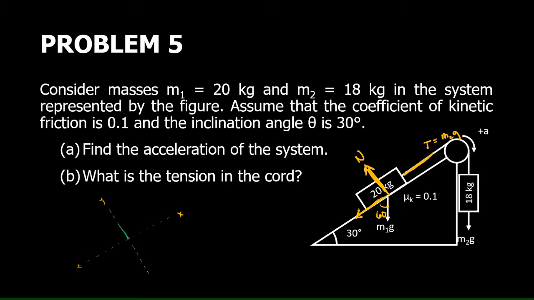We have here the normal force. This is the object, which has a value of 20 kilogram times 9.8. Then we also have an angle of 60 degrees here. Then we also have the tension, which we can call M2G. Then we also have the kinetic friction here, which is the coefficient of friction times the normal force. So that would be our diagram.